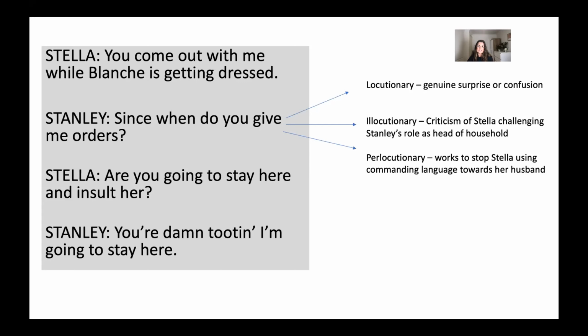And so here we see Stella say, "You come out with me while Blanche is getting dressed." Stanley: "Since when do you give me orders?" Stella: "Are you going to stay here and insult her?" Stanley: "You're damn tootin' I'm going to stay here."